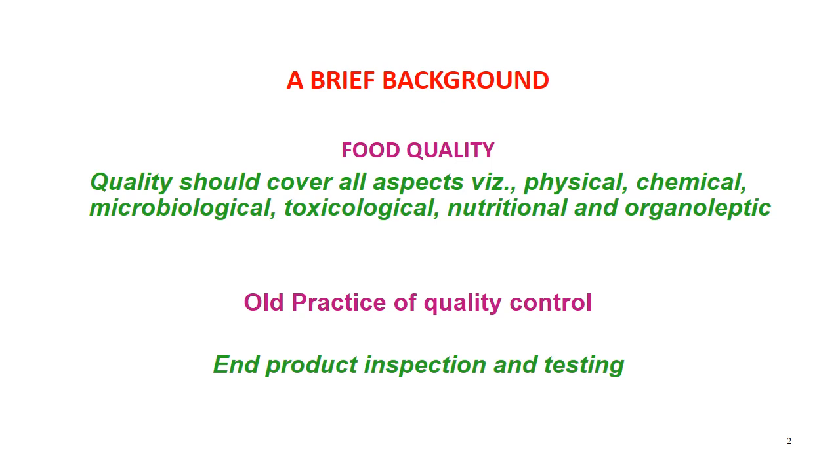Firstly, let us understand what is food quality. Quality should cover all aspects, that is physical, chemical, microbiological, toxicological, nutritional and organoleptic. So whenever we prepare any food, we need to look into all these aspects. So quality means physical quality, chemical quality, microbiological quality, toxicological quality, nutritional aspect and organoleptic or sensory or eating quality. This is what we need to maintain for the preference of the consumers.